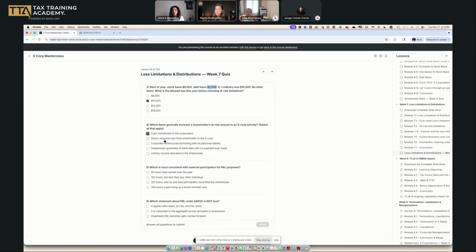A direct recourse loan. Recourse loan is one that you are personally guaranteeing. Non-recourse is one that they can't come after you if the default happens. The corporate non-recourse borrowing with no personal liability. So it's a non-recourse and it's also no personal liability. That will not increase at risk. We're not at risk for any default that happens.